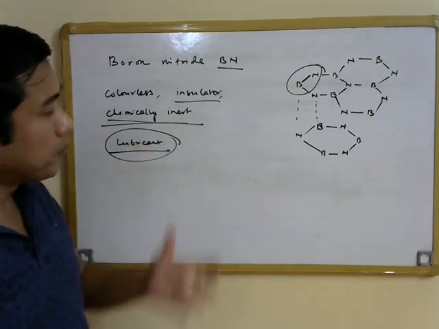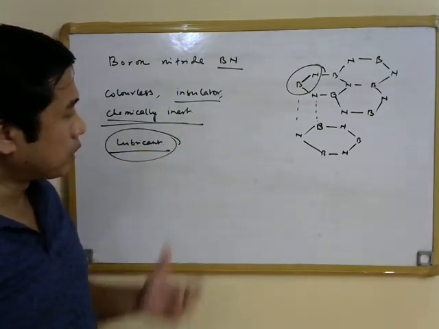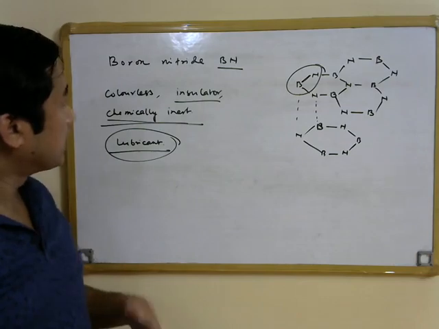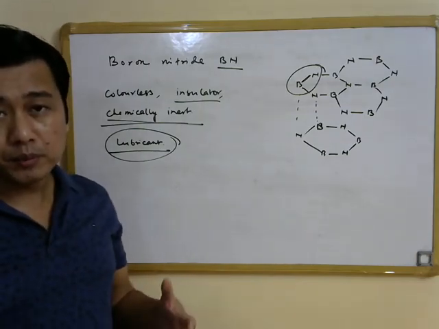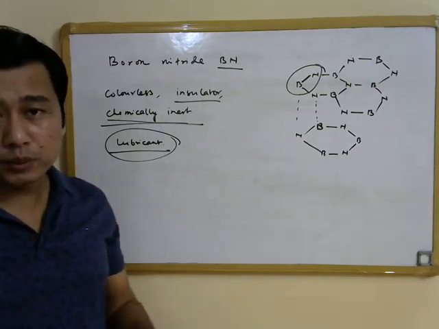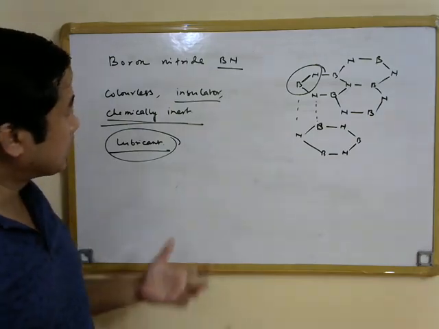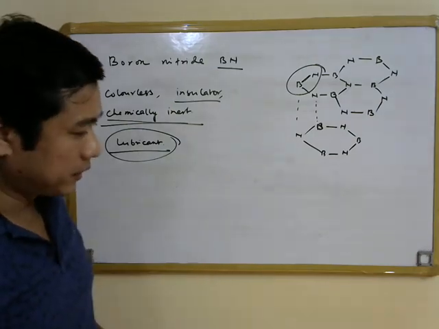So this is a very important application of boron nitride, and we have seen that it has many similarities with graphite, but still it is chemically quite different from graphite.